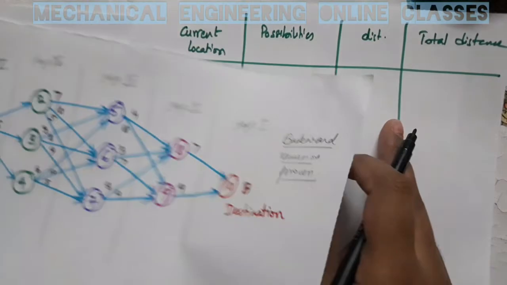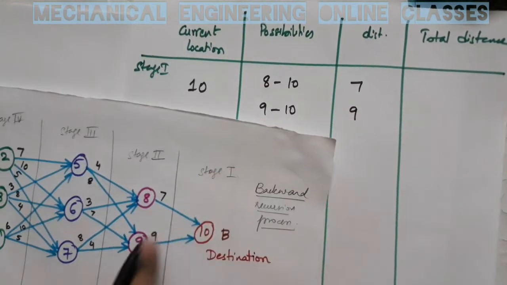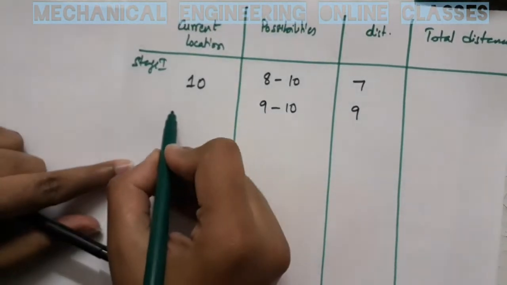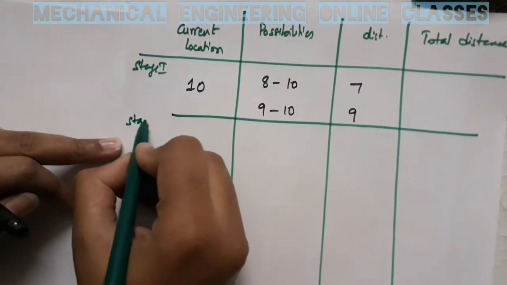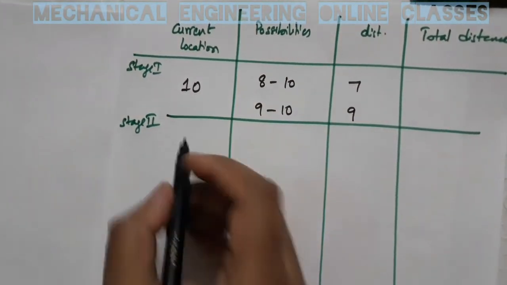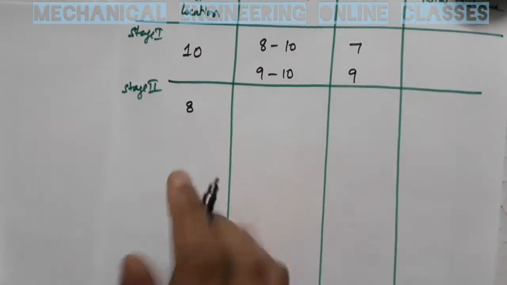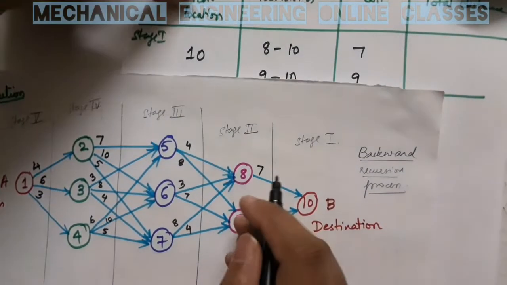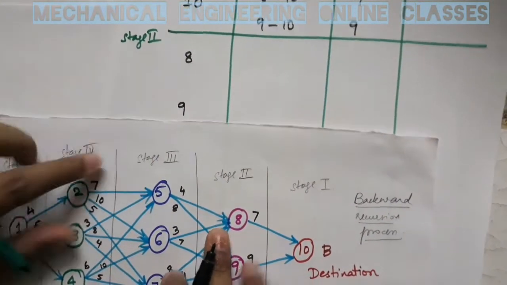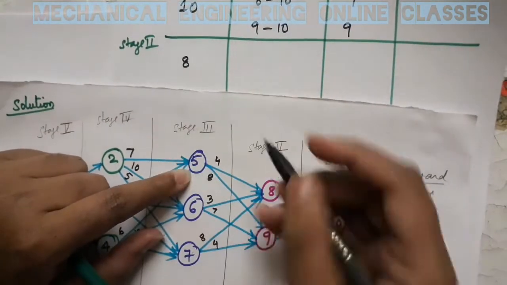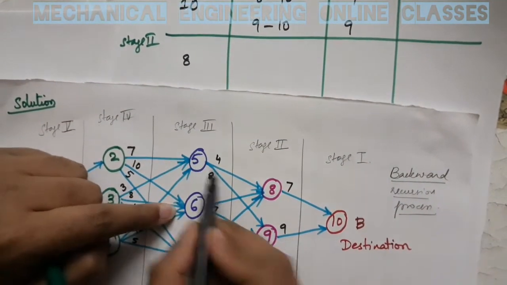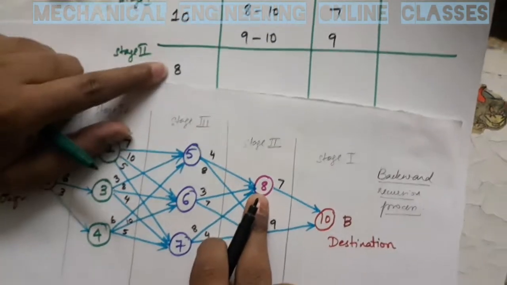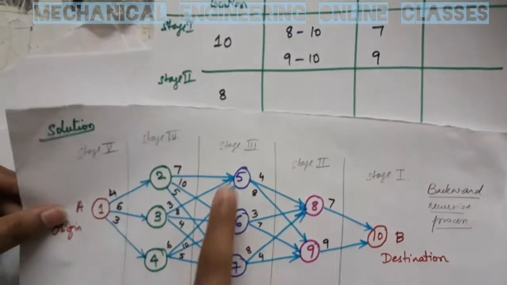So now stage 1 is over. The next stage is the second stage. We are either at 8 or 9. Now how can we reach this 8? How is our current location 8? We might have gone to 8 either via 5, because 5 to 8 is there, or 6 to 8 or 7 to 8. So we might have reached this 8 via 5 or 6 or 7. So these are all the possibilities.